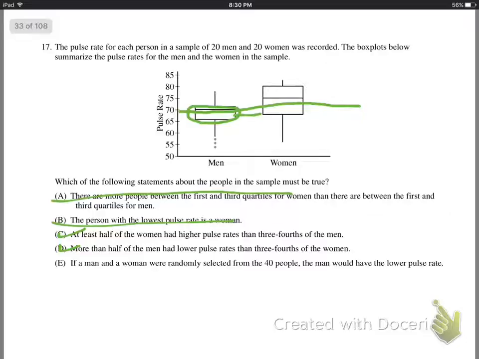And if a man and a woman randomly selected from the 40 people, the man would have a lower pulse rate. But how are you going to guarantee that? You can't guarantee that. Okay, so it's between C and D, and I apologize, my dyslexia is playing. So let me just look up the answer, and the answer is C. Okay?